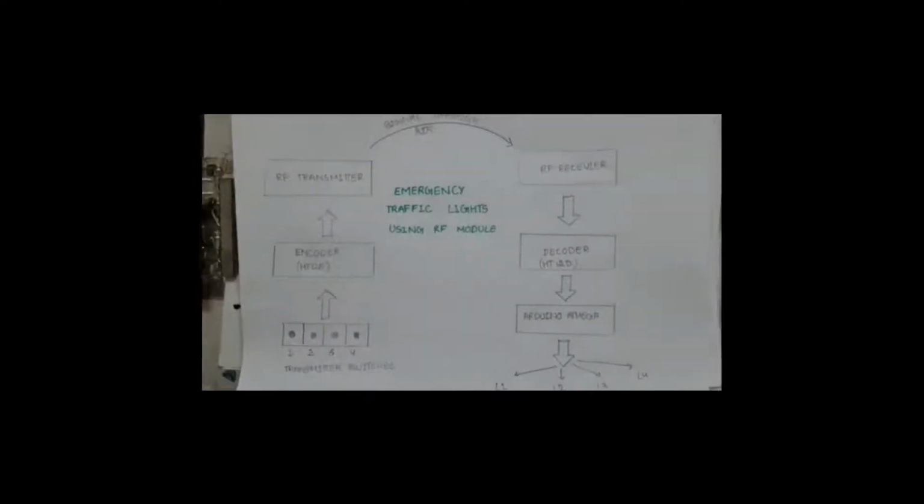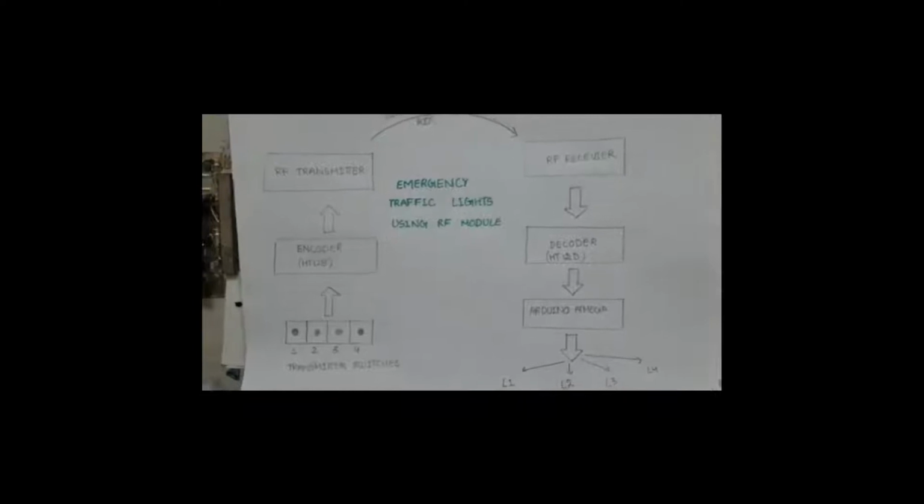So when an emergency mode is activated, it gives a green signal to that particular direction and sets red signal to all other roads or directions. So this is the block diagram: the transmitter switch, the encoder, the RF transmitter, the RF receiver, decoder, and the Arduino, that is a microcontroller, and these are the lights L1, L2, L3 and L4.